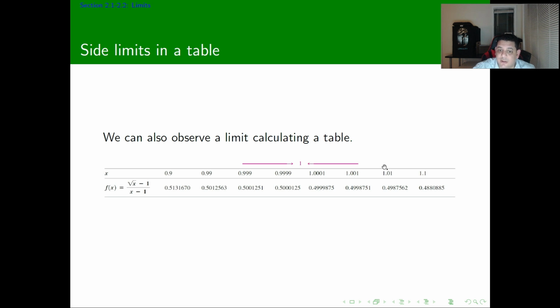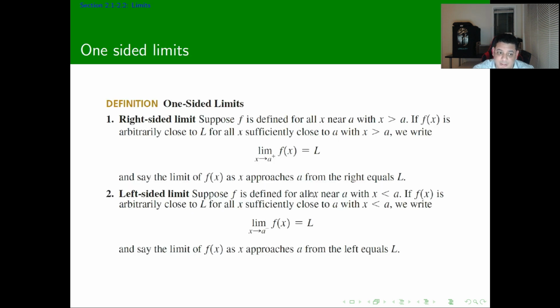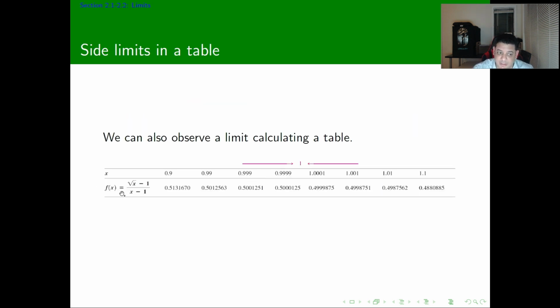Now if I go and look at 1 by the right side, I'm going to have a similar behavior. I start closer from 1.1, and that's 0.48. And 1.01 becomes 0.49. And 1.001 becomes 0.49. So very close to 0.5. And from this, we can conclude that indeed this limit is going to be 0.5 when we approach 1 by the left side or by the right side.